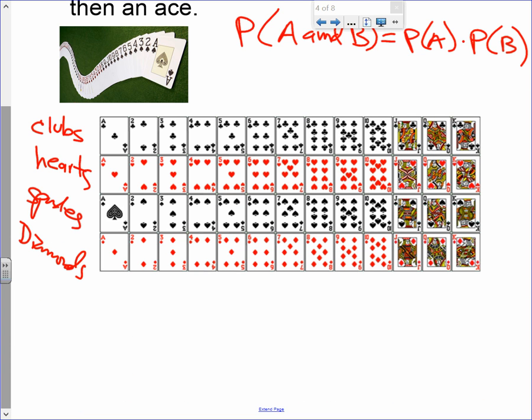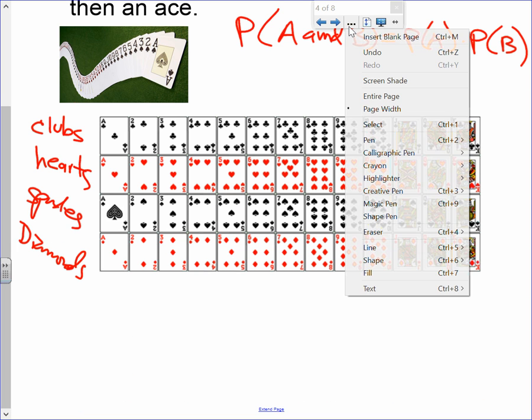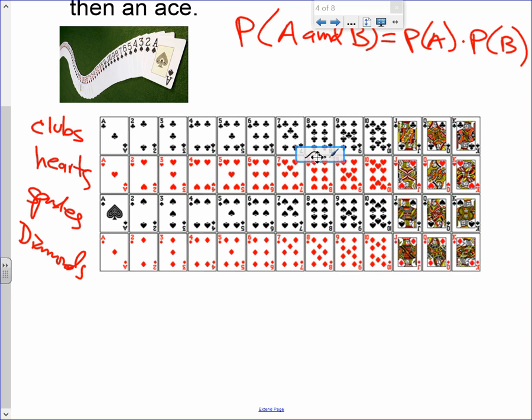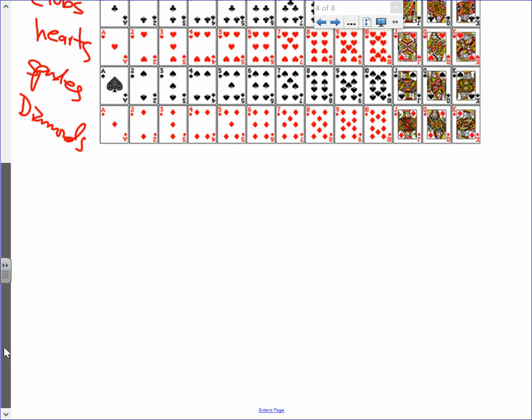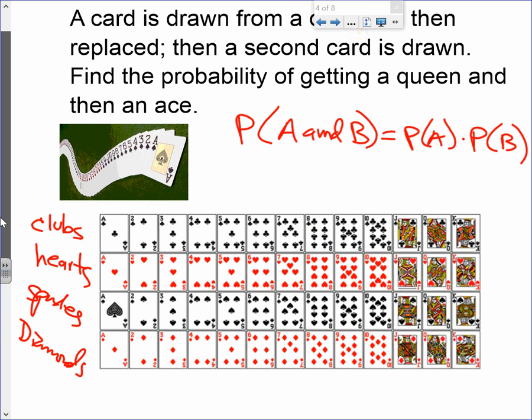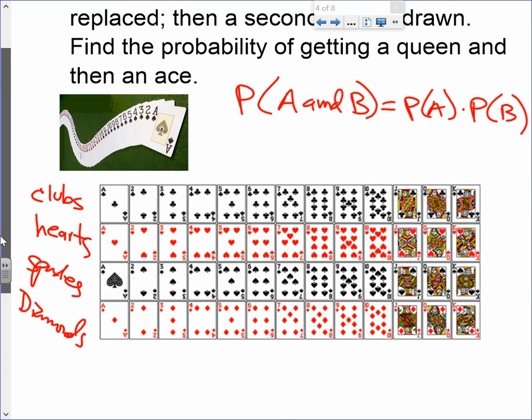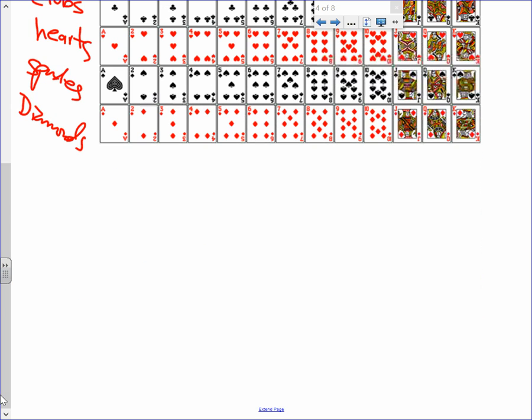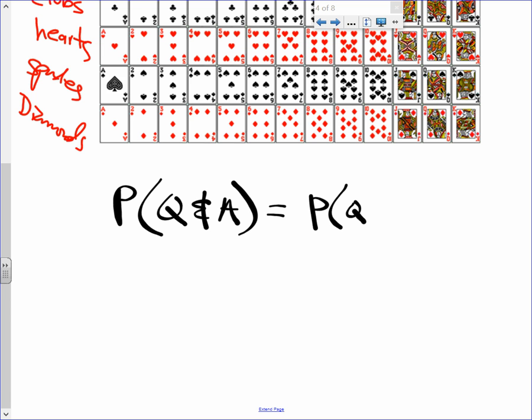Let's do this. Let me follow that formula, but now instead of A and B, I'm going to put Q for queen and then A for ace. So I'm going to follow this formula that's on your handout, but instead of A and B, it's just Q and A for ace. So the probability of getting a queen and then an ace is equal to the probability of getting a queen times the probability of getting an ace.